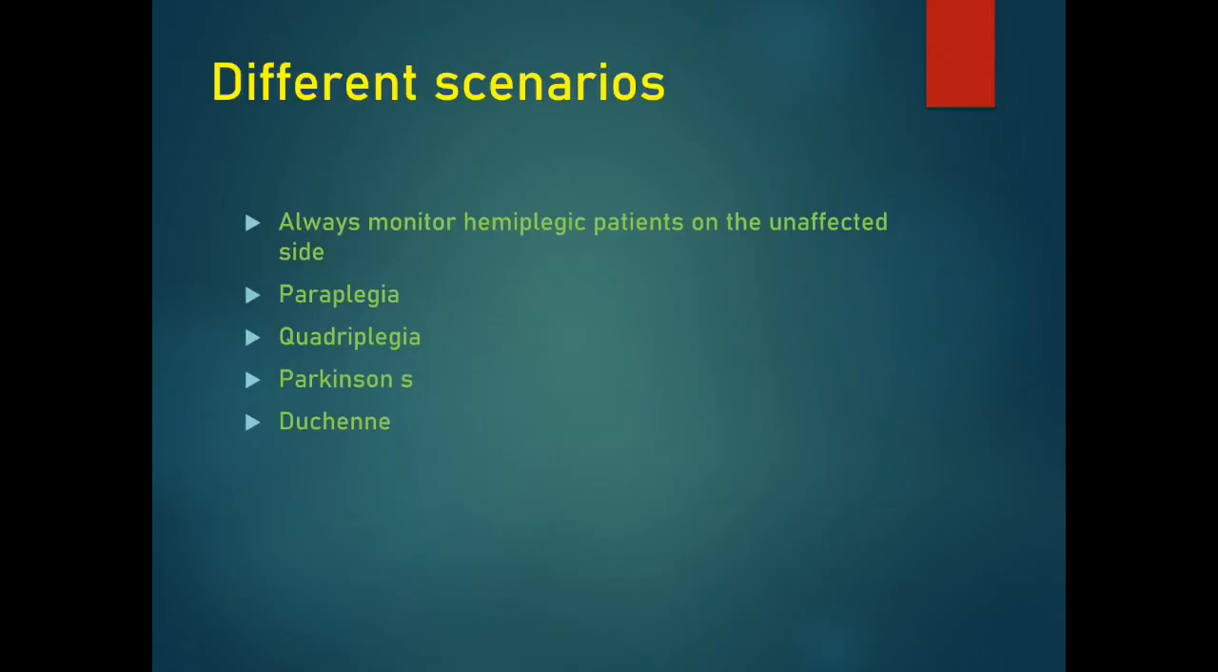Different scenarios. Always monitor hemiplegic patients on the unaffected side and not on the paralytic side. Paraplegia is always a question, and try to use facial nerve stimulation. Quadriplegia is still going to be a problem, and the same occurs in the case of Parkinson's and Duchenne.